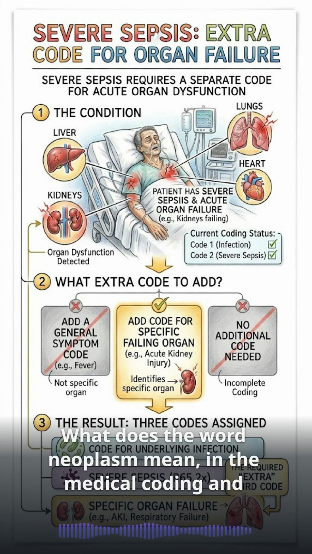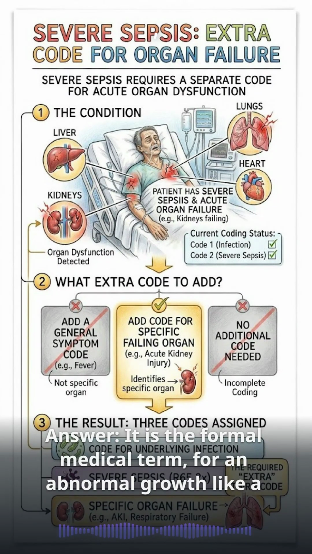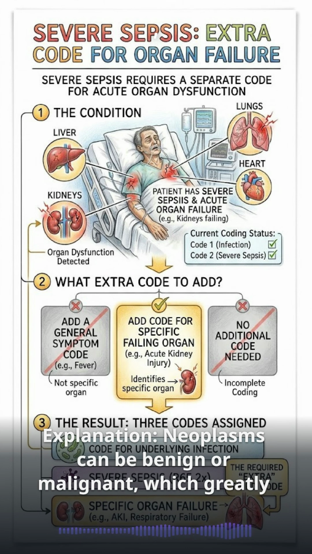61. What does the word neoplasm mean in the medical coding and hospital billing world? It is the formal medical term for an abnormal growth like a cancer tumor. Neoplasms can be benign or malignant, which greatly changes the selected final diagnosis code.